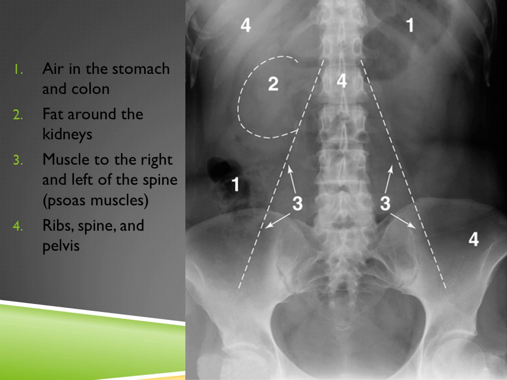So let's look at this image. This shows us all 4 of those prime attenuators in our body. We can actually see air in the stomach and in the colon. We see fat around the kidneys, which is why we're able to visualize them so well on X-rays. And then we see our psoas muscles to both the left and the right of the spine. And then, of course, we can obviously see some bone there as well.